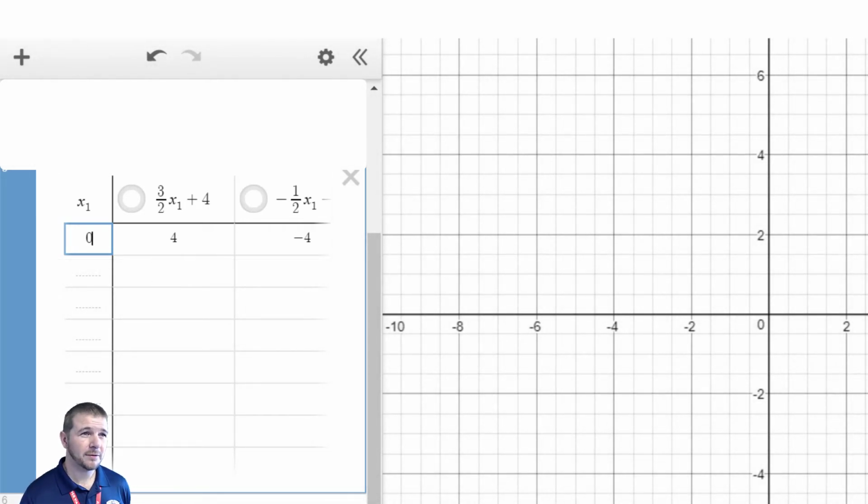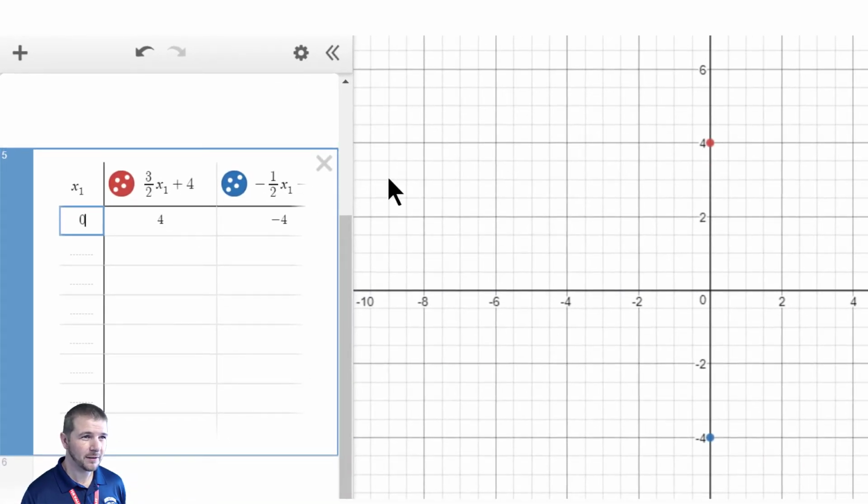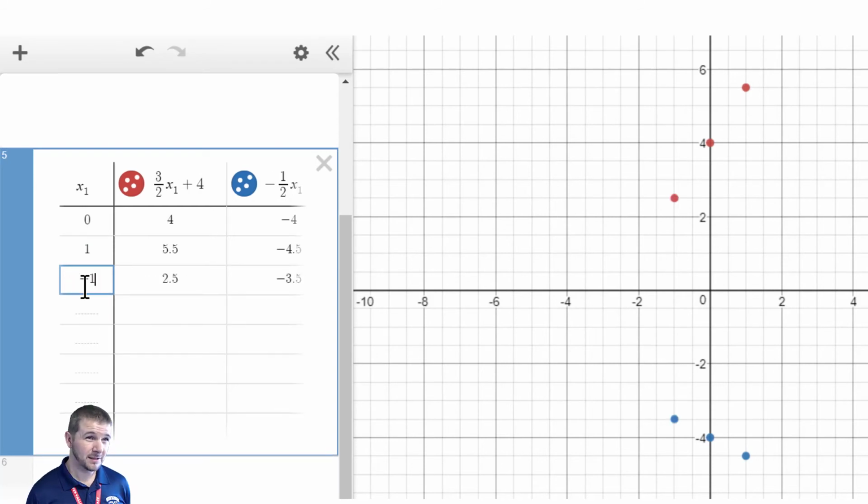Now, another thing we may want to do is turn on each of these functions. There we go. We can see both a red point here to represent 0, 4 for this function, and a blue point down here to represent 0, negative 4 for this function. Now maybe we try 1. It looks like they're getting farther apart from one another. When x is 1, y sub 1 is 5.5. When x is 1, y sub 2 is negative 4.5. So maybe we should work in the opposite direction. The nice thing is, this happens really quickly and efficiently for us. That's better. Now we've got this trend going where the points seem to be getting closer together. Remember, our goal is to find the point they have in common. So negative 2, getting warmer.